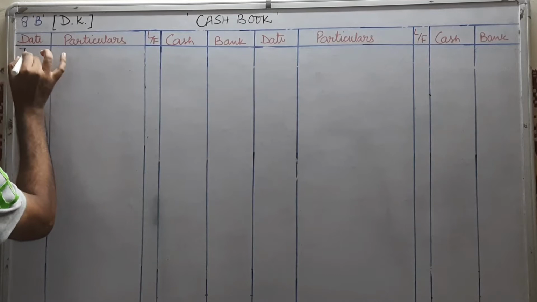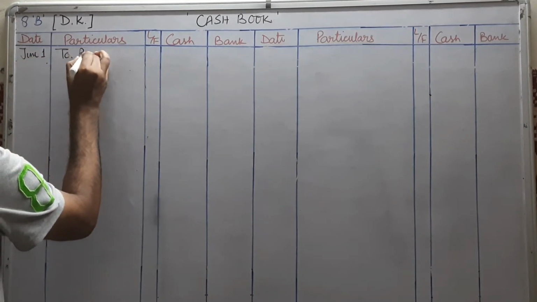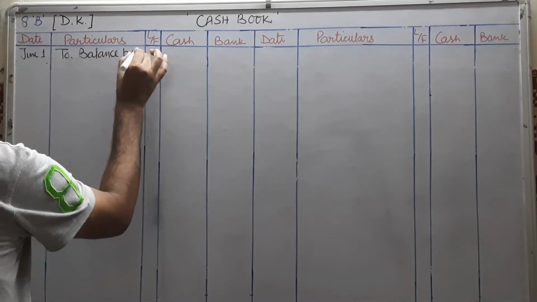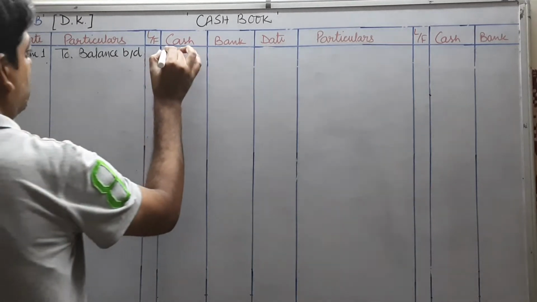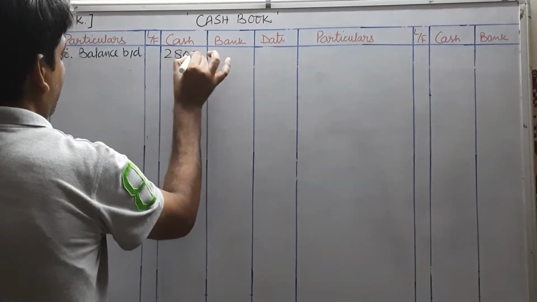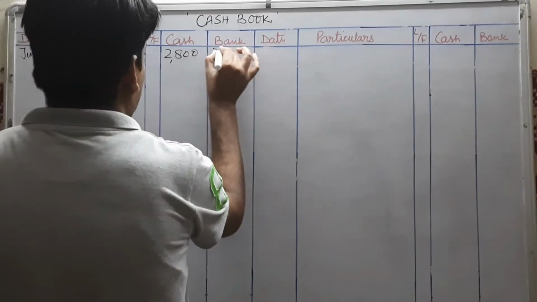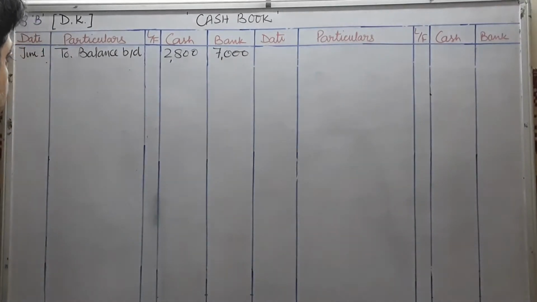June 1, to balance brought down. Cash balance is 2,800, that will come in cash column, and bank balance is 7,000, that will come in bank column. Okay.